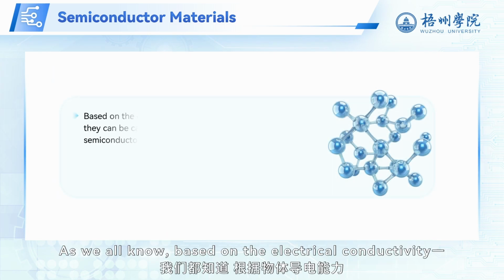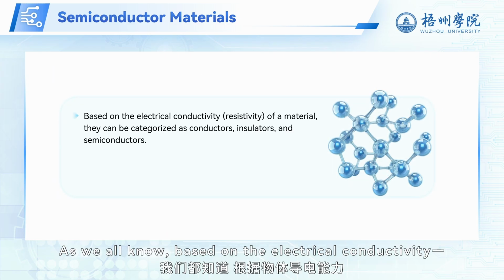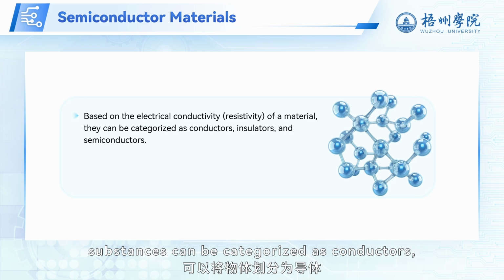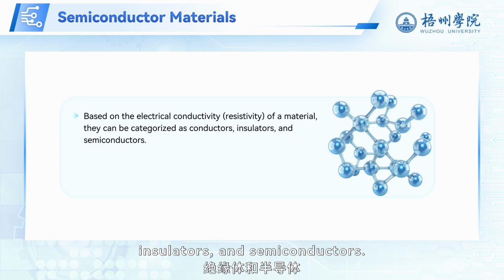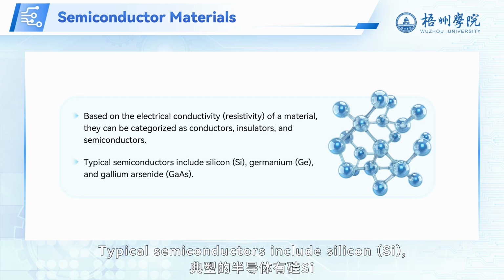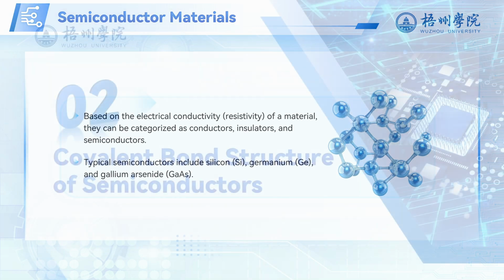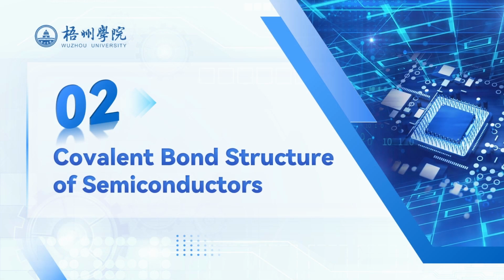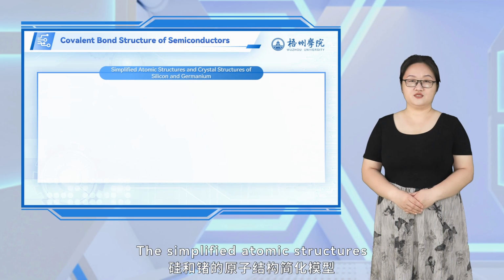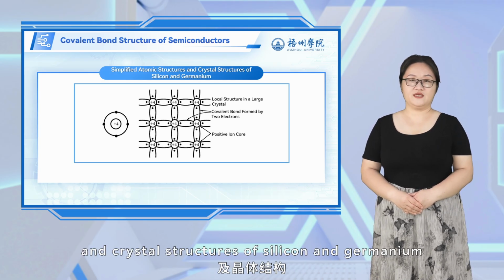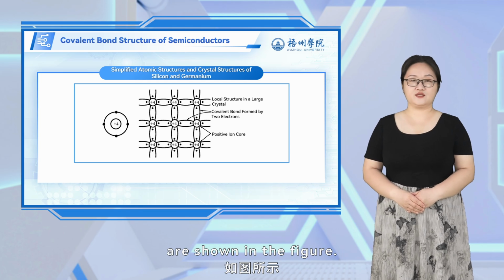As we all know, based on the electrical conductivity, or more precisely, the resistivity of a material, substances can be categorized as conductors, insulators, and semiconductors. Typical semiconductors include silicon, germanium, and gallium arsenide. The simplified atomic structures and crystal structures of silicon and germanium are shown in the figure.